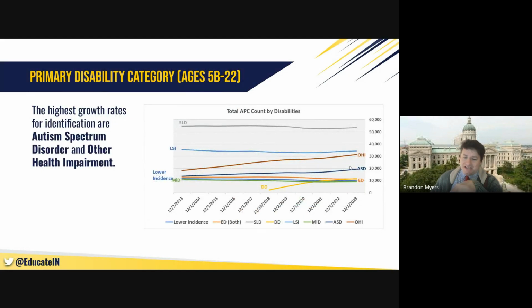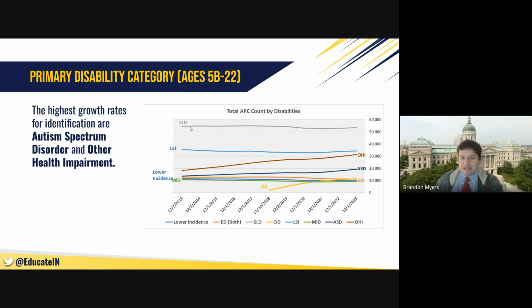Okay, how has that been changing? This is the big change that we have seen over the last 10 years, is that other health impairment continues to, I would say, have not quite skyrocketing, but whatever is below that, rates of growth across the state. You see, we have broken over 30,000 students that now are in the other health impairment category. Our other high growth area has been autism spectrum disorder. At times that has actually been the higher rate because it starts from a lower base. So those are our two areas that have seen the most growth.